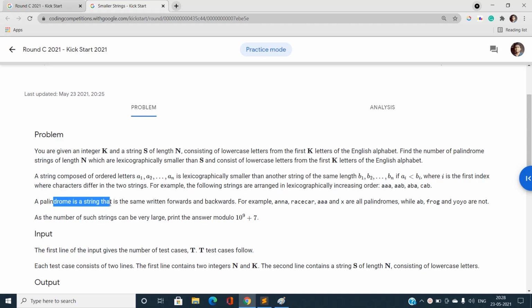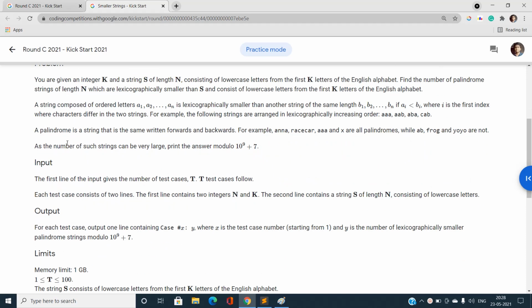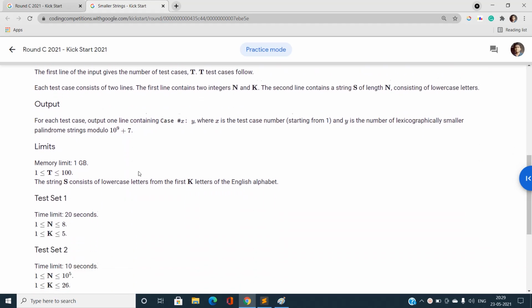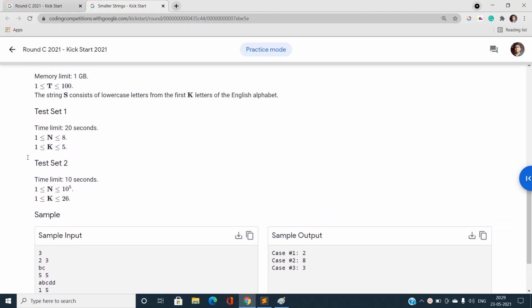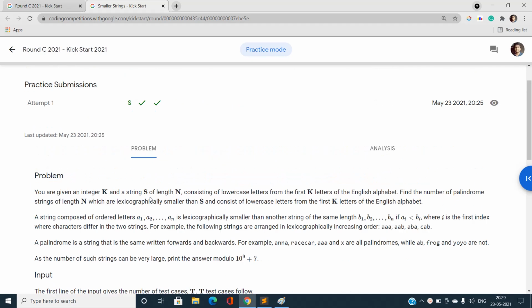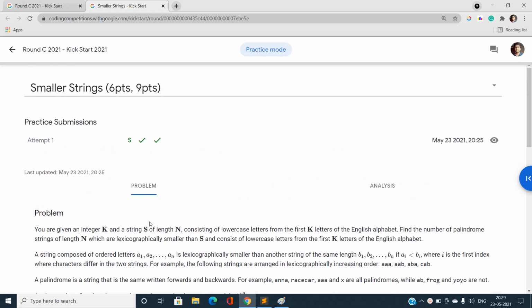The number of such strings can be very large, that is, the number of palindrome strings where every character must be among the first k letters of the English alphabet, and we have to take it modulo. The input has test cases, then n and k, then the string of length n. The maximum n can go up to 10 power 5, so we should think of an efficient approach to solve this problem. Let's move further to understand this problem with the help of examples and then find the optimal and best solution.